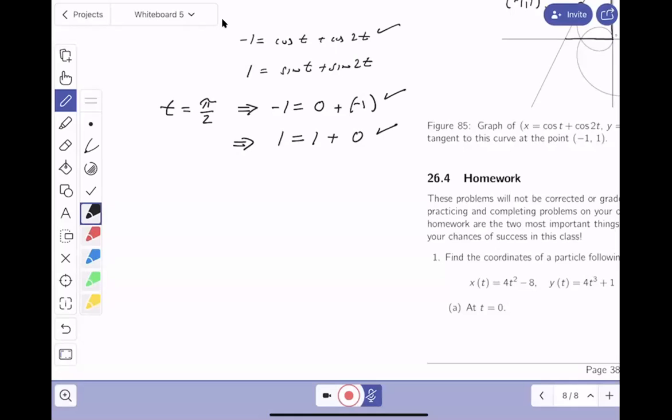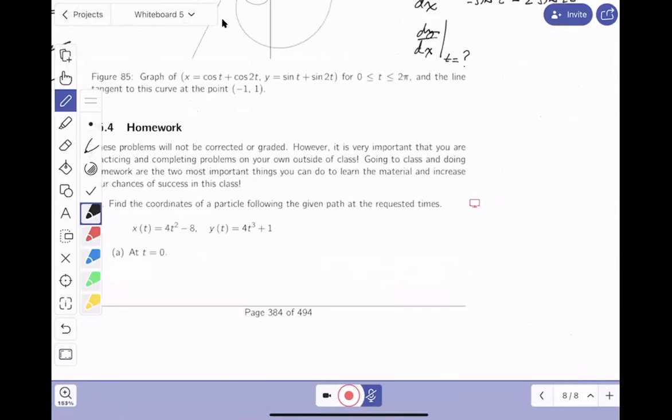So I'm going to say when t is pi over 2, I am going to get the point minus 1, 1. Let me make sure I said that right. Is this x? Yeah, it is. I'm sorry, I have to read that again. So now I know, t is pi over 2, you get the point minus 1, 1.